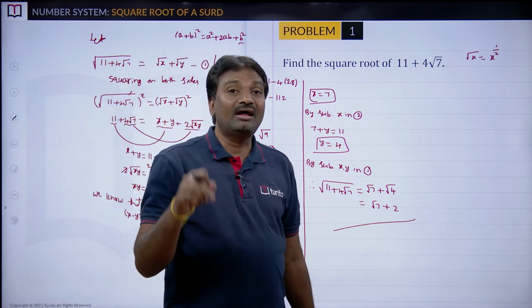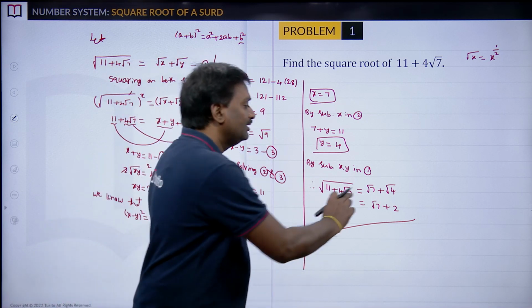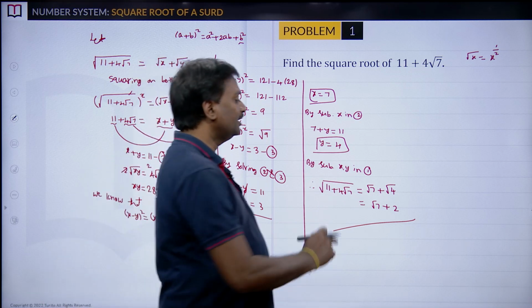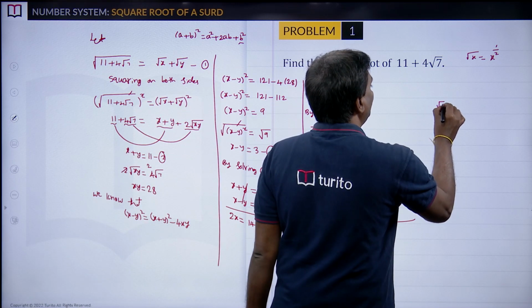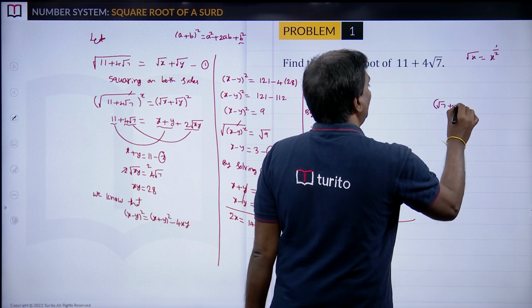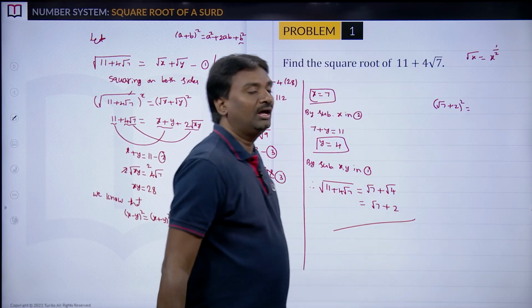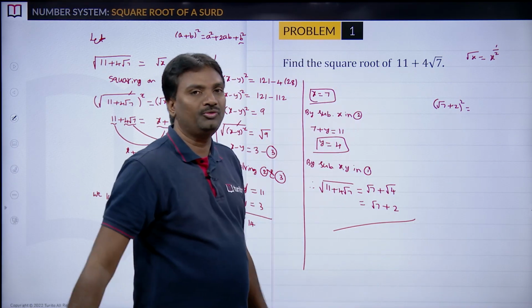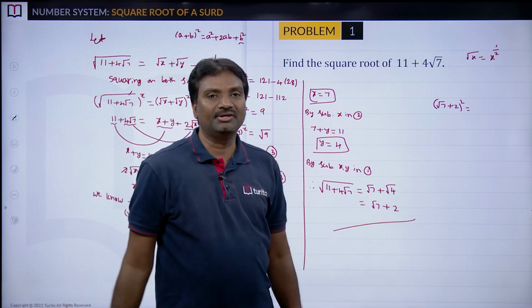To check whether our answer is correct or not, you can find the square of root 7 plus 2. So we have found the square root of 11 plus 4 root 7, we got root 7 plus 2.